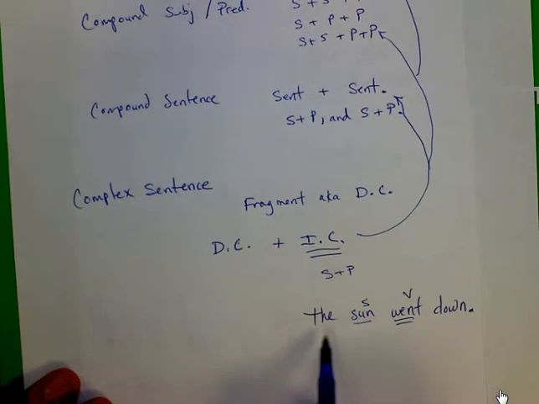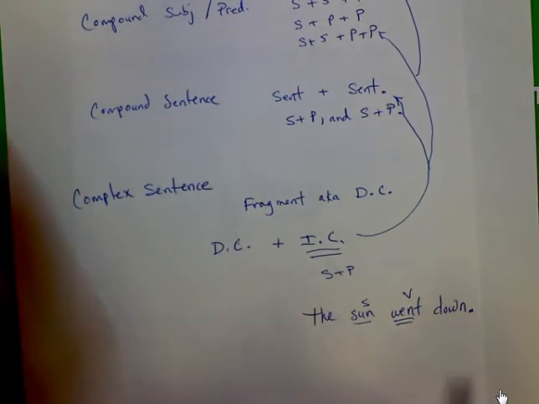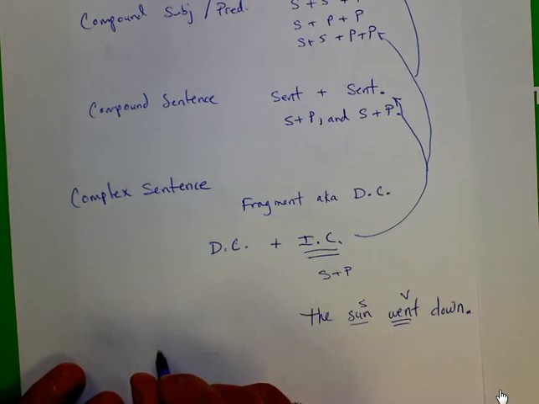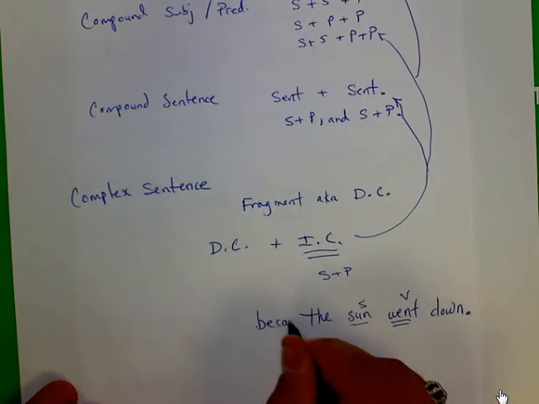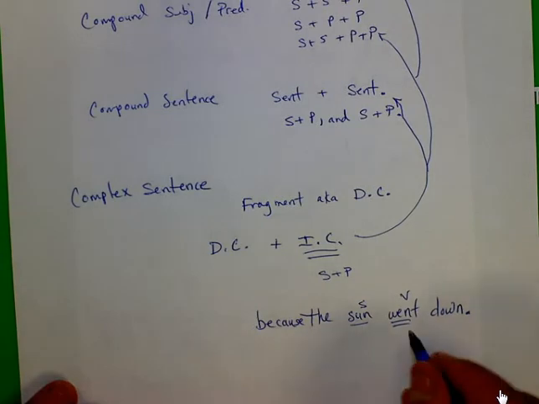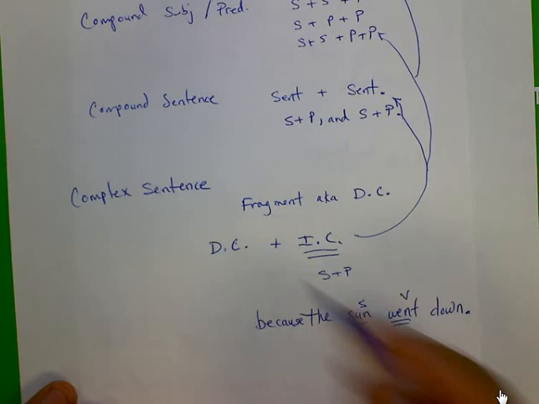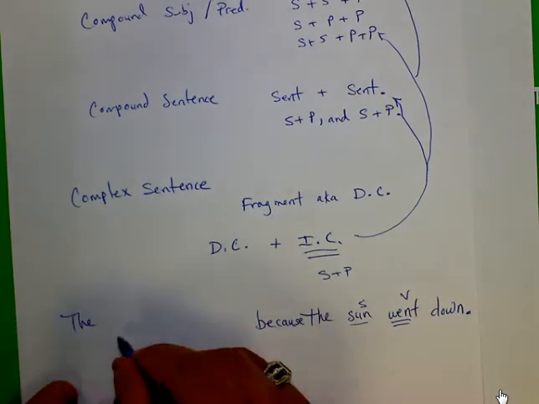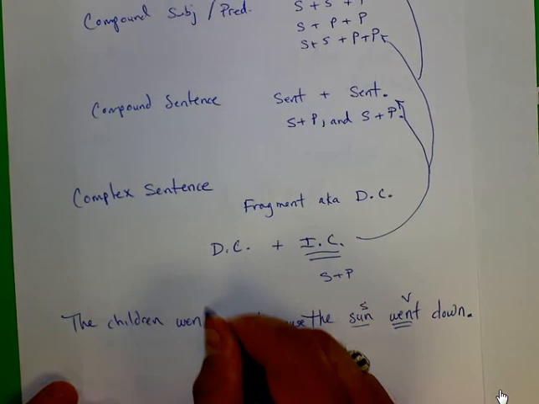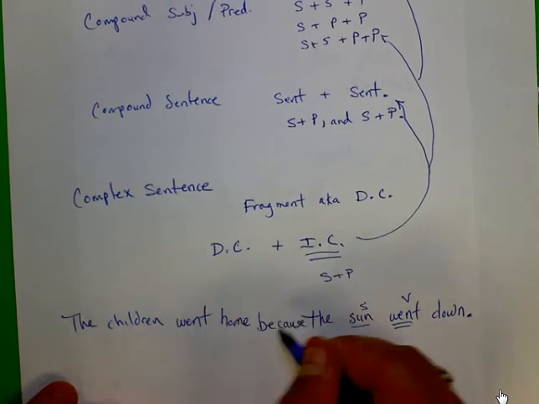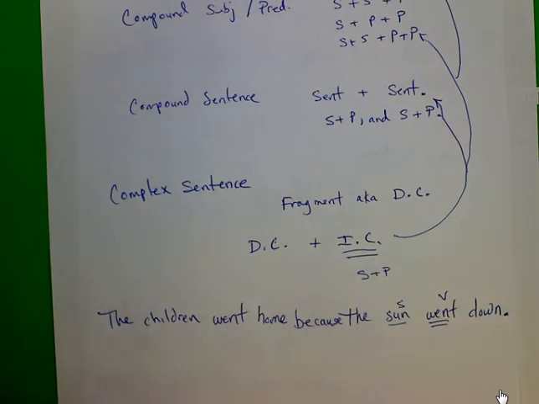The sun went down. I did this backwards is what I did. I want to put because in front of this, because the sun went down, and I want to turn this into my dependent clause. So the children went home because the sun went down. That's kind of what I just did, I did it backwards.